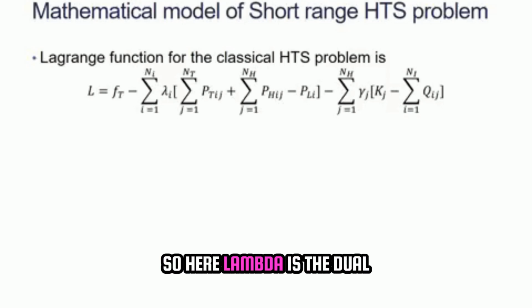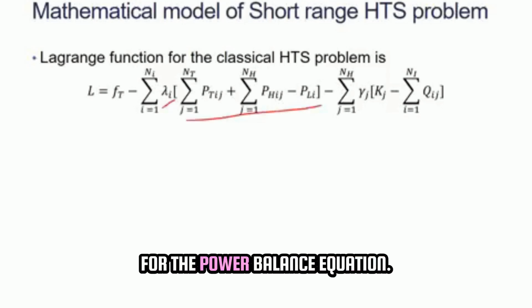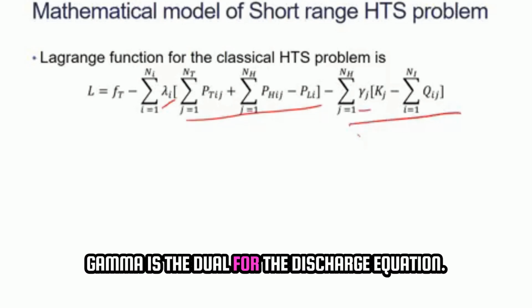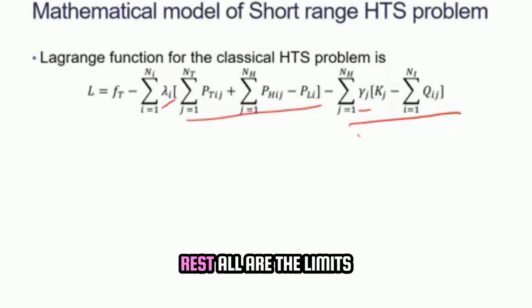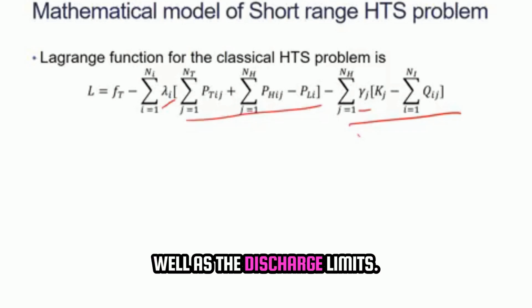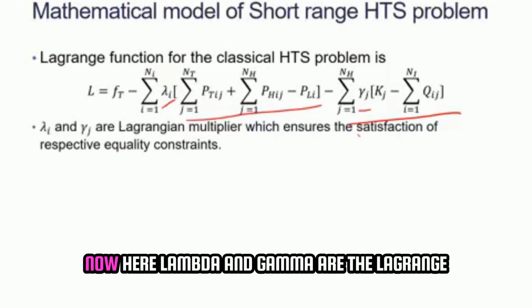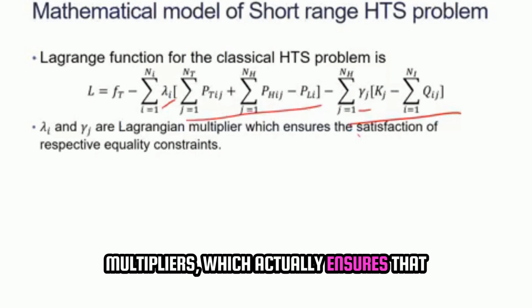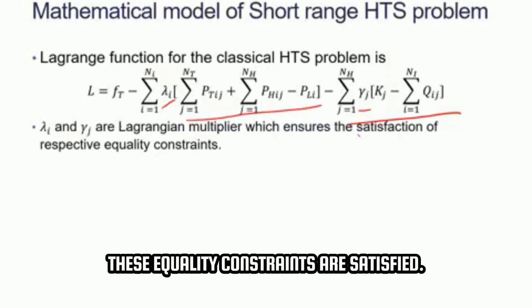Here lambda is the dual for the power balance equation, gamma is the dual for the discharge equation, and the rest are the maximum and minimum generation limits as well as the discharge limits, so we will not include those in the Lagrange function. Lambda and gamma are the Lagrange multipliers, which ensure that these equality constraints are satisfied.